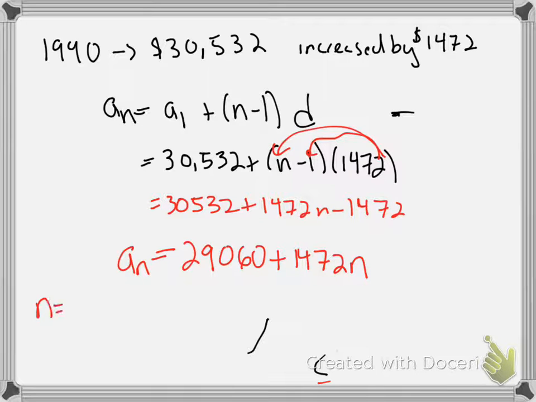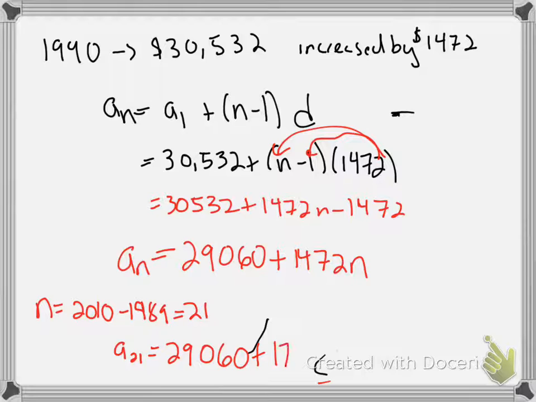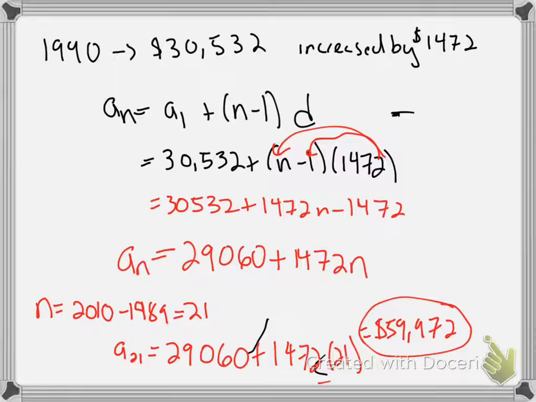So how much will the average teacher make in 2010? 2010 minus 1989 is 21. So a sub 21 equals 29,060 plus 1,472 times 21. Let's do that real quick. 21 times 1,472 is about 30,000, plus 29,060. So it says the average would be $59,972. I'll tell you that's probably not super accurate, unless you're maybe in a big city.